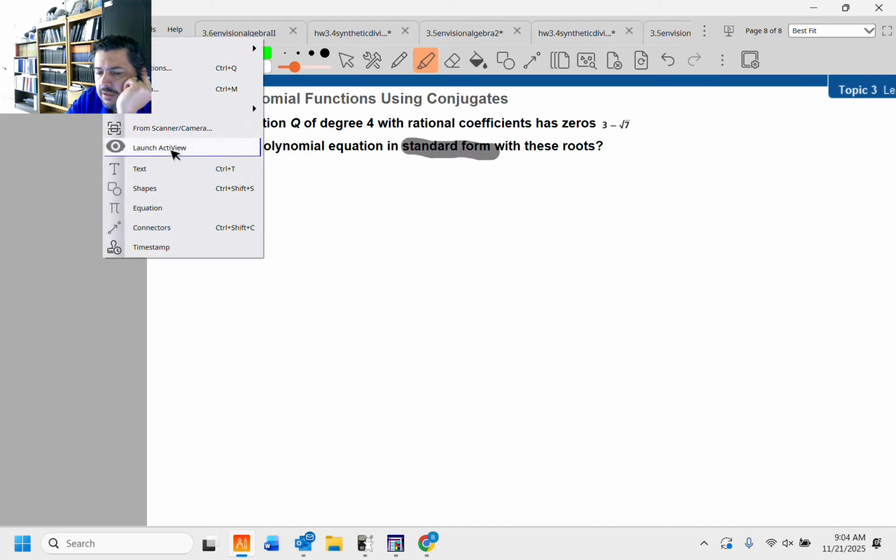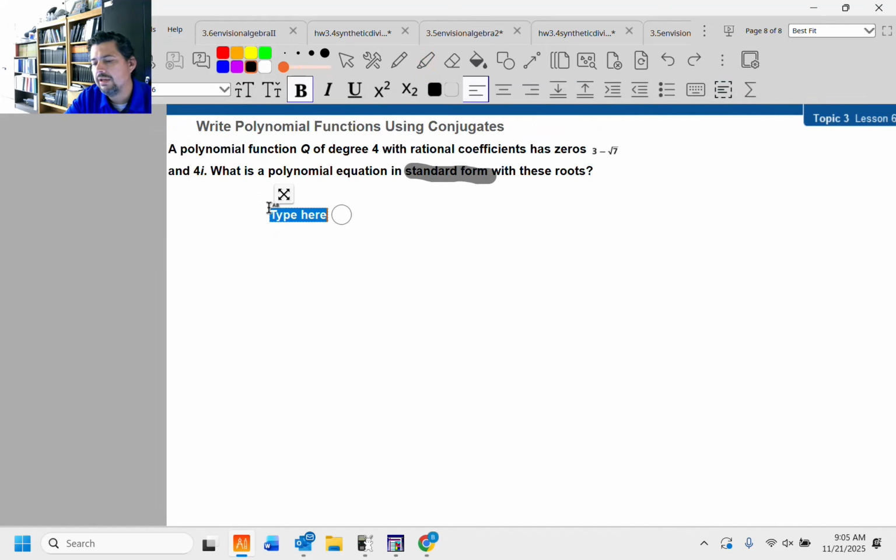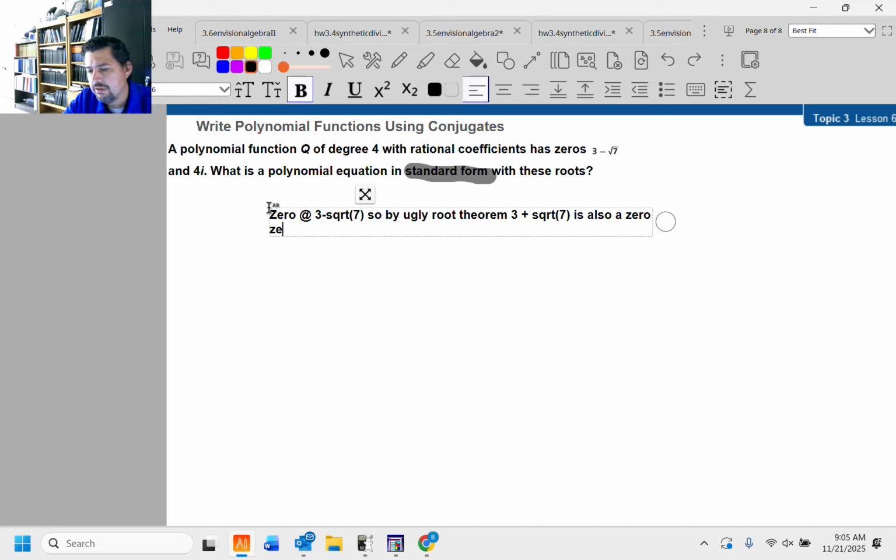All right. Now let's see here. We have a 0 at 3 minus the square root of 7. See how many of you guys actually write squirt. So by the ugly root theorem, 3 plus square root of 7 is also a 0. We have a 0 at 4i. So by the ugly root theorem, negative 4i is also a 0.